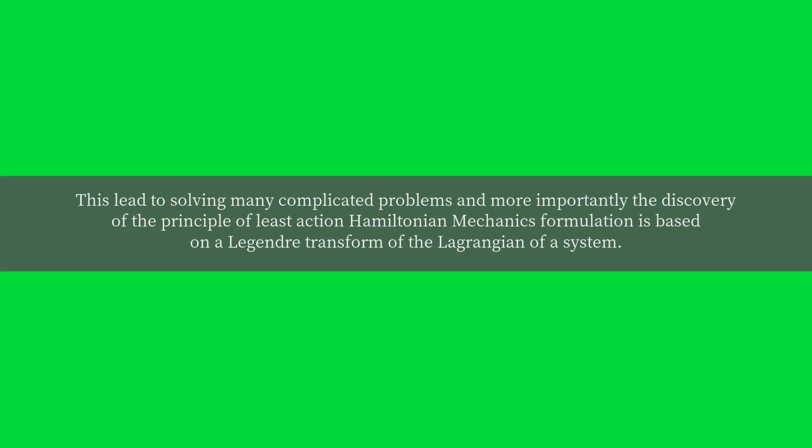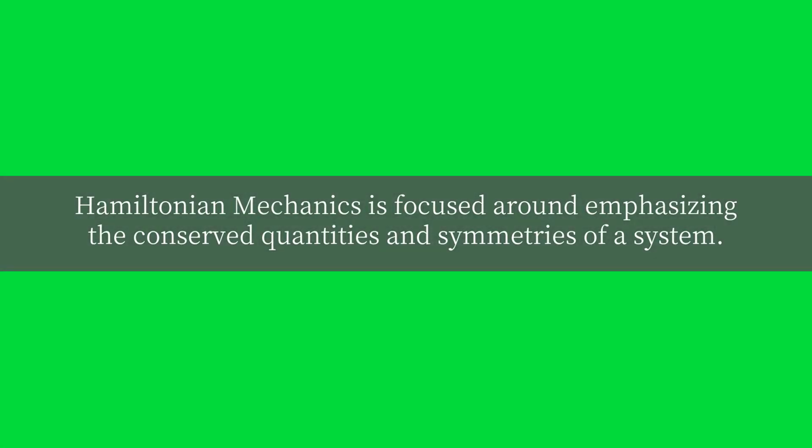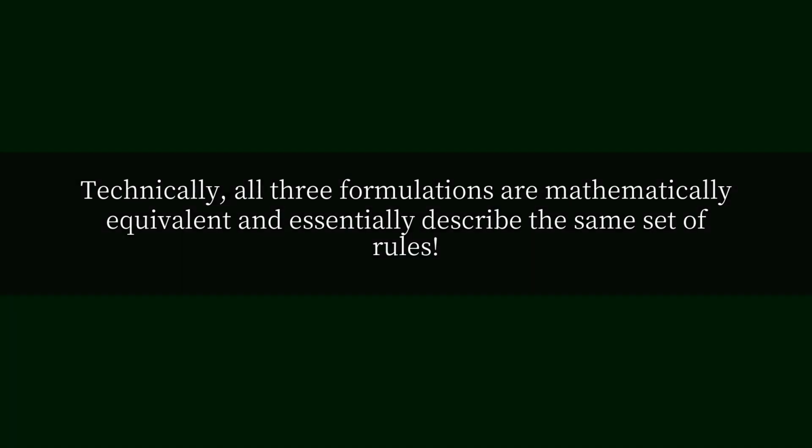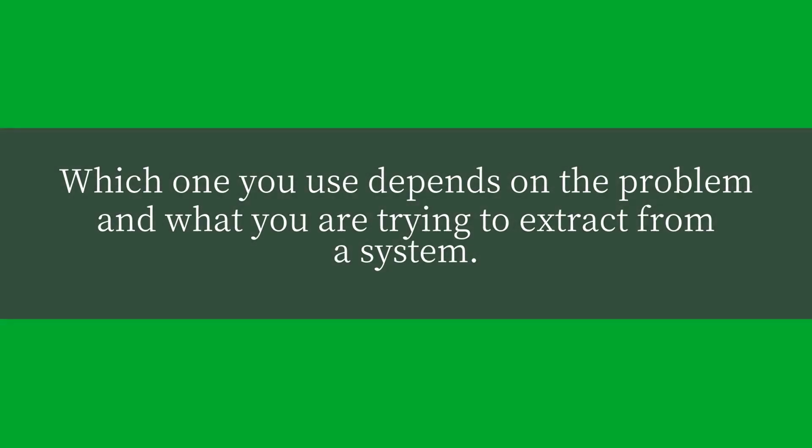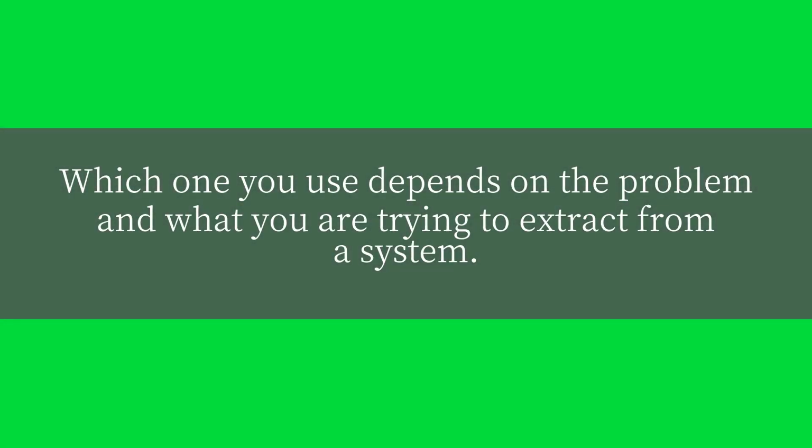Hamiltonian mechanics formulation is based on a Legendre transform of the Lagrangian of a system. Hamiltonian mechanics is focused around emphasizing the conserved quantities and symmetries of a system. Technically, all three formulations are mathematically equivalent and essentially describe the same set of rules. Which one you use depends on the problem and what you are trying to extract from a system.